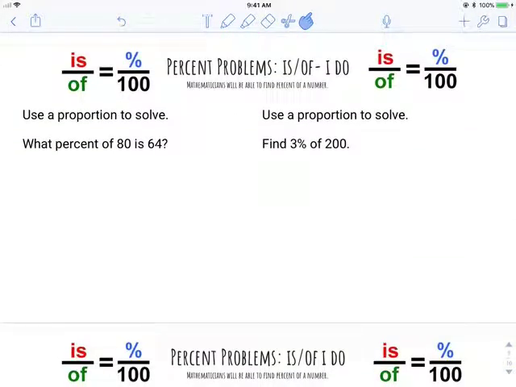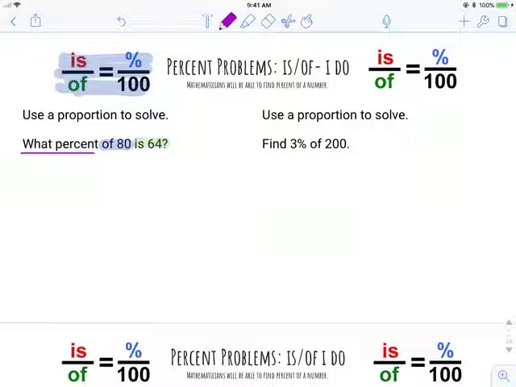All right, so here are problems for today. So like I said, you're really going to want to pay attention to this proportion setup. And it seems like everybody did really well in the proportions test, so this should help you really be able to solve these. So use a proportion to solve. What percent of, and we're going to highlight of 80, and then we're going to highlight is 64. So when you look at that picture, is over of equals percent over 100. We're looking for the percent.